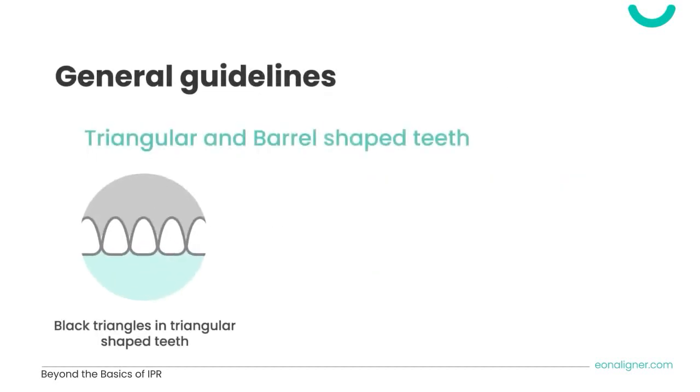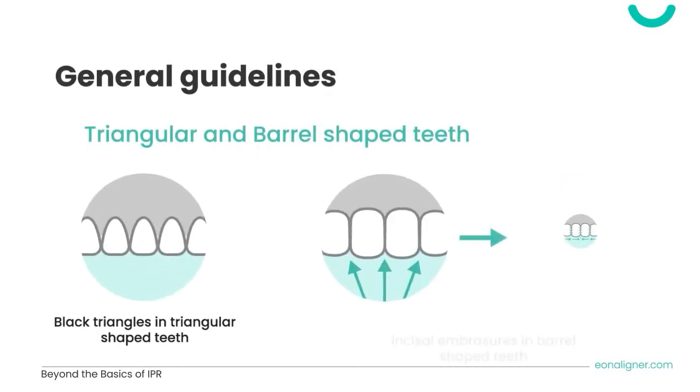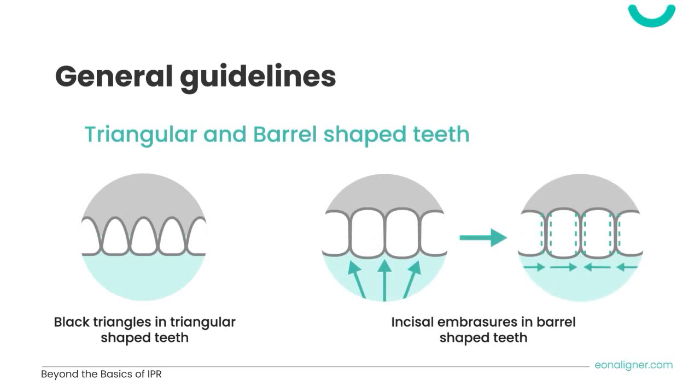Moving on, IPR is favorable in triangular and barrel-shaped teeth. Doing IPR in triangular and barrel-shaped teeth, as shown in the figures, will eliminate the black triangles and incisal embrasures respectively, which gives a better aesthetic appearance.